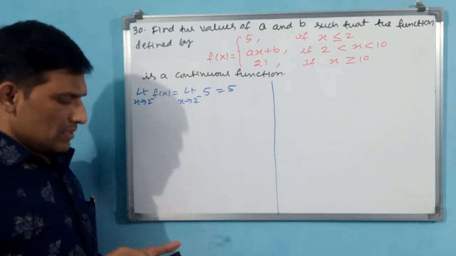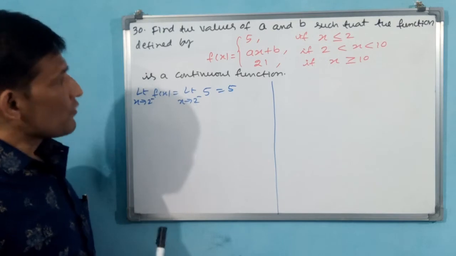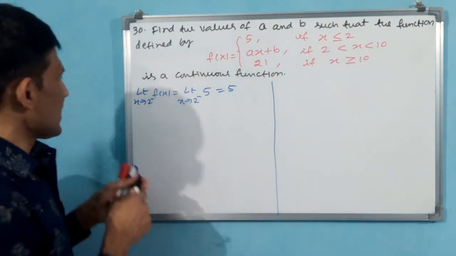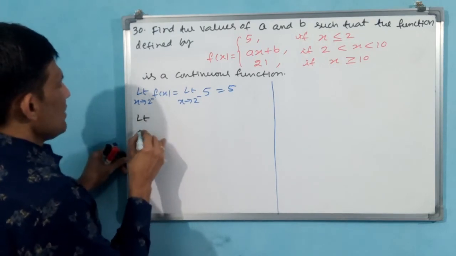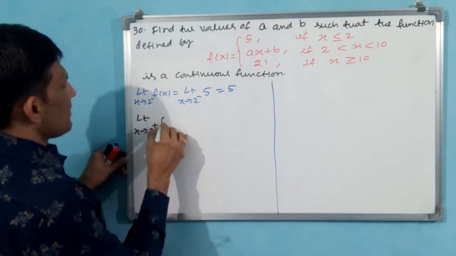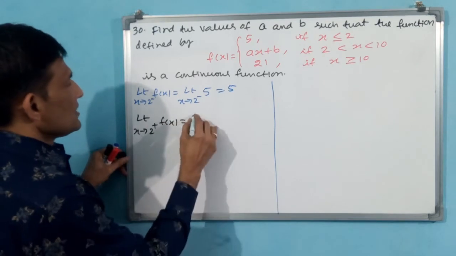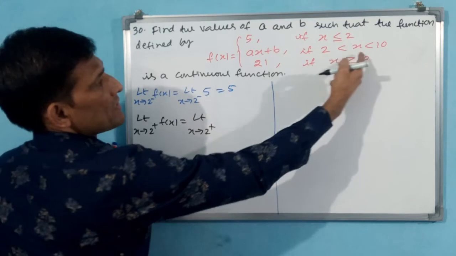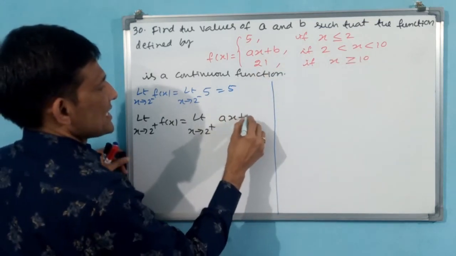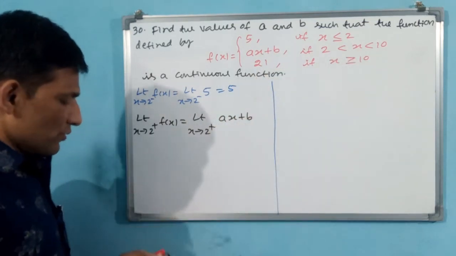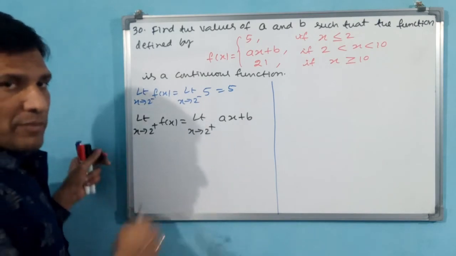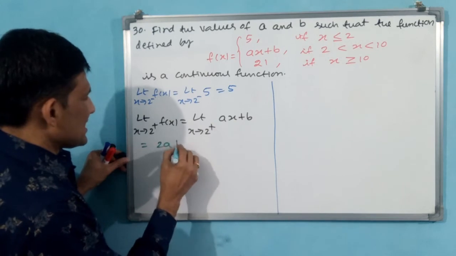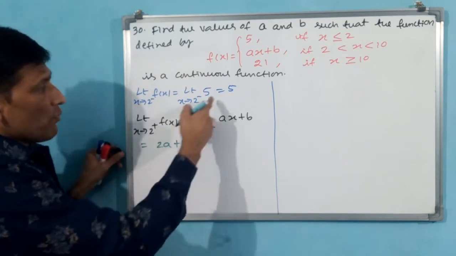Okay, now what are you going to do? You are going to take the right hand limit for 2, greater than 2, this one. Write down: limit x tends to 2 plus f of x is equal to limit x tends to 2 plus, but what is f of x for 2 plus? Ax plus b. Here you have to substitute, that means apply the limit, that is x equal to 2, so 2a plus b.